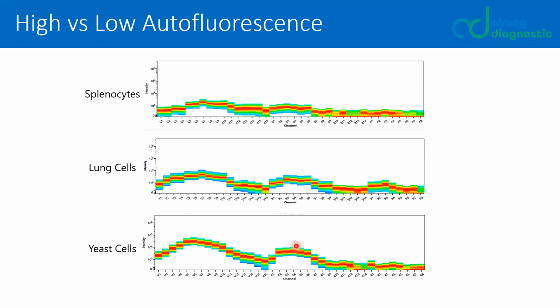So let's take a look here at an example of the autofluorescence of three types of cells: splenocytes, lung cells, and yeast cells. As can be seen here, the splenocytes have very low autofluorescence, but lung cells and yeast cells have higher autofluorescence, mainly in the violet laser channels. So please note that the patterns are quite unique. This is what enables us to treat the background signal as any other unique signature, meaning that the autofluorescence can be extracted using unmixing, same as with fluorescent dye.